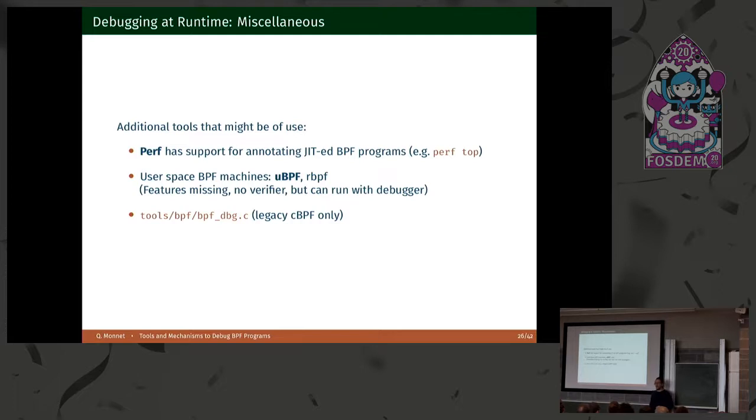There are a number of user space BPF machines. They are nowhere near as complete as what's in the kernel, but still, if you wanted to run a BPF machine under GDB, today you would have to turn to one of those user space machines. uBPF especially is in C, and rbpf is in Rust, but otherwise they're pretty equivalent. There is a small debugger tool, I don't remember the name, but it's for legacy cBPF, which is much simpler than eBPF, so also simpler to debug, and that's in the kernel repository.